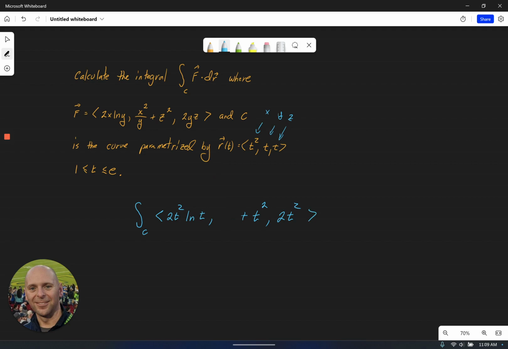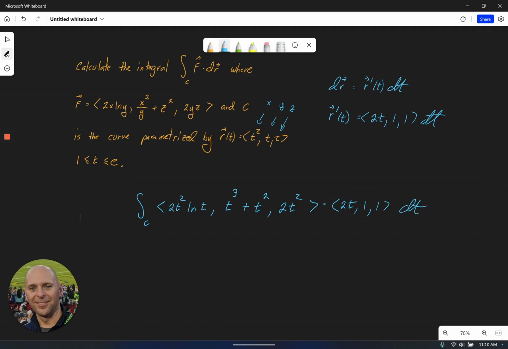I'll just go ahead and make this t to the fourth over t a t cubed now. And we would dot that with r prime of t dt, remembering that dr is equal to r prime of t dt. We go ahead and find r prime of t, which will come pretty quickly. That's just going to be 2t, 1, and 1, dt, and we would plug that in. So 2t, 1, 1, and a dt.